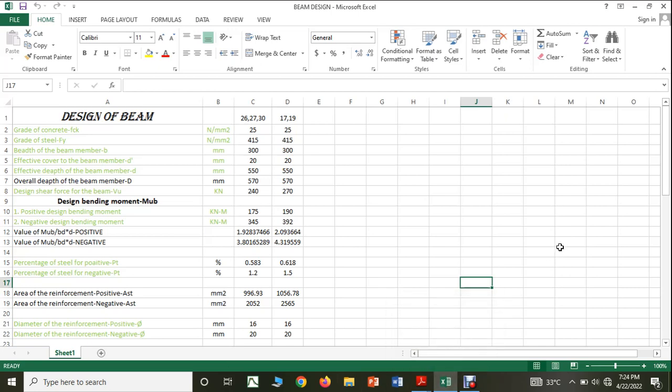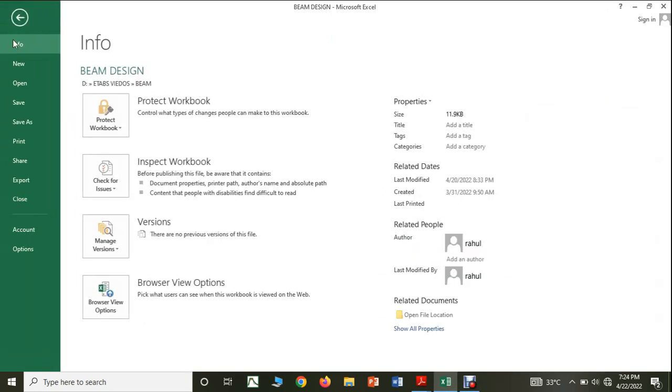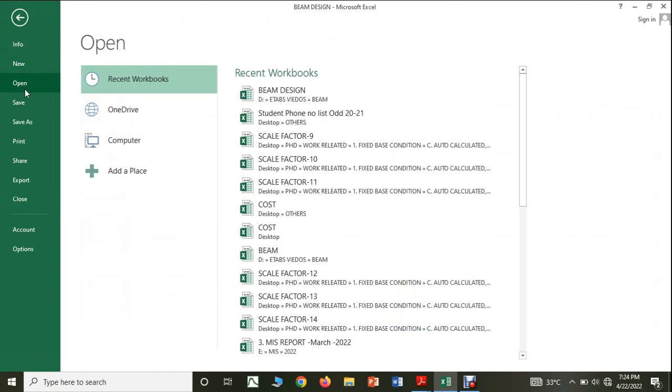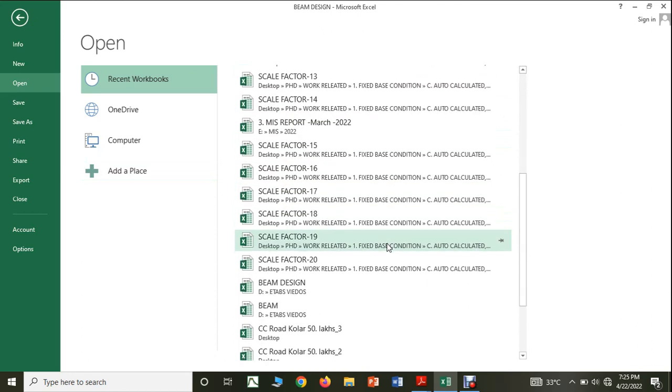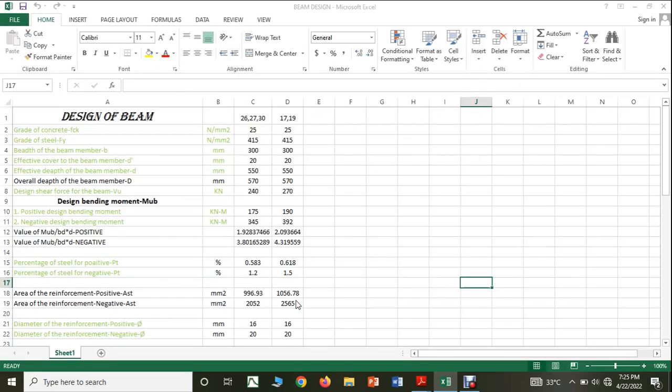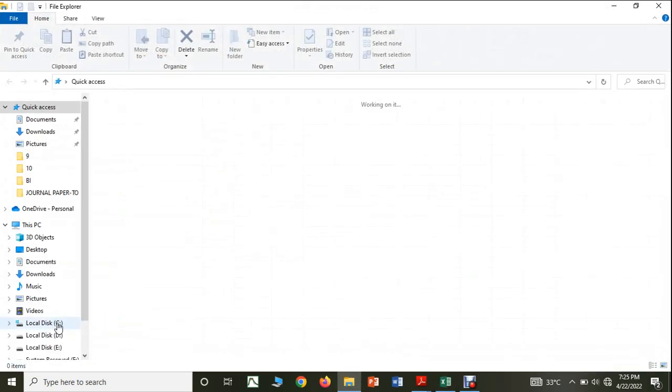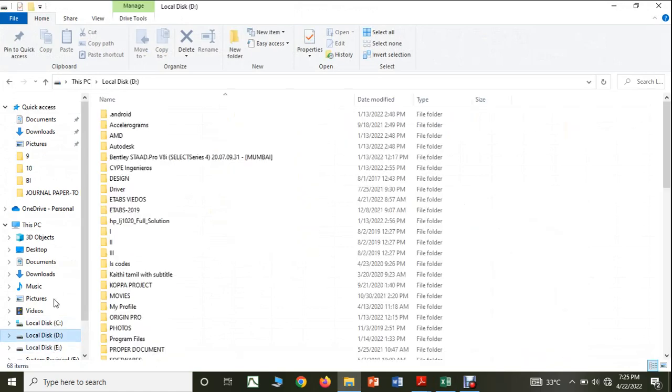Hello learners, we were discussing the design of the beams, right? So we have already completed 2 to 3 sets of beams. We have already completed the design, right?